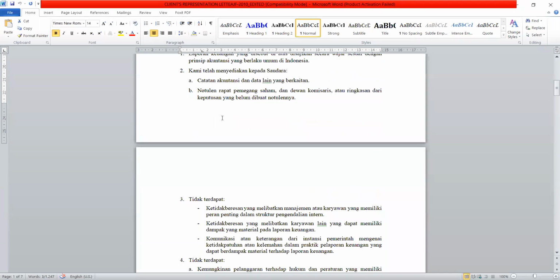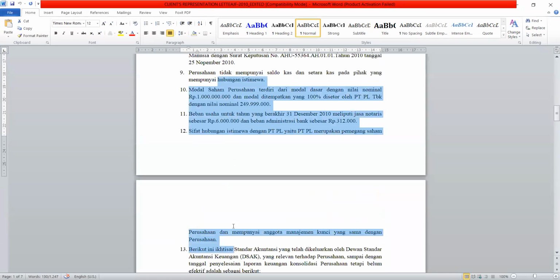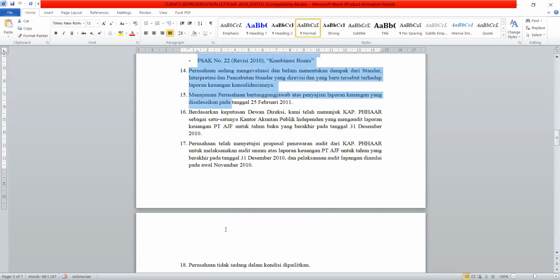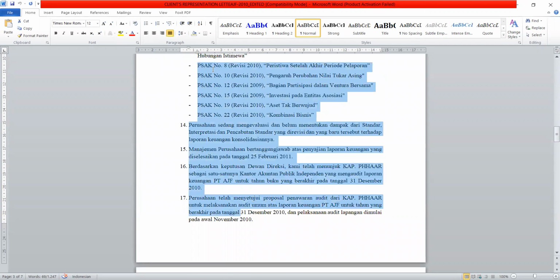Mostly this letter comes from the notes of the financial statement. The majority comes from the notes of the financial statement, but the important one.